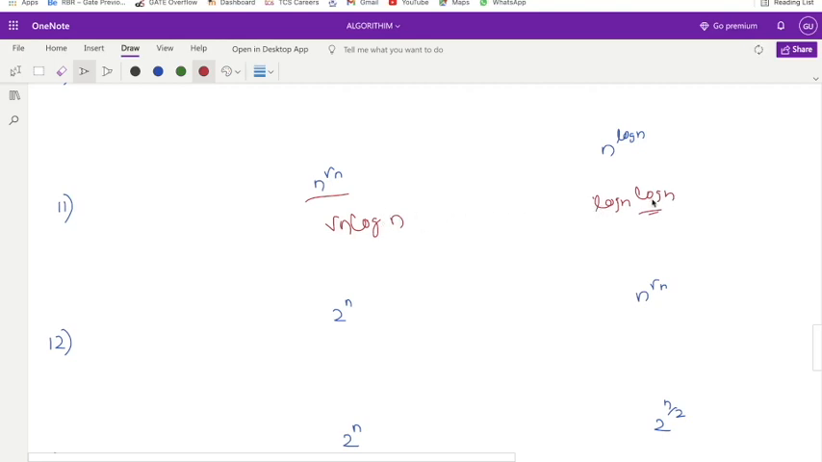This is the log n term, right? This is the log n, this is the log n. I can cancel it out. So which one is remaining? Root n and log n. Which one will be greater?